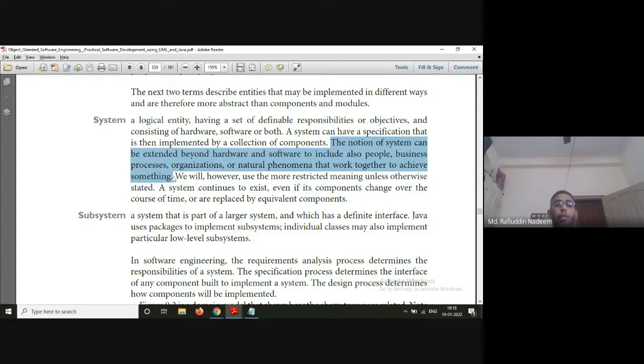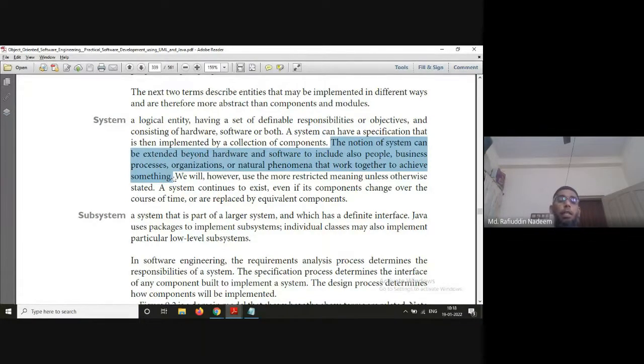Like if you are taking your computer, you have a CPU, a monitor, a keyboard, a mouse, a hard disk, a processor, RAM, etc. But to operate them, people are also required. Your power is required. Table, desk, everything is there. All this comes under a system, because if a person is not there to operate your computer, it can't run by itself. So the notion of the system can be extended beyond hardware and software.